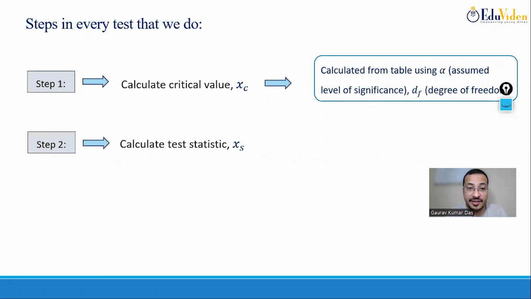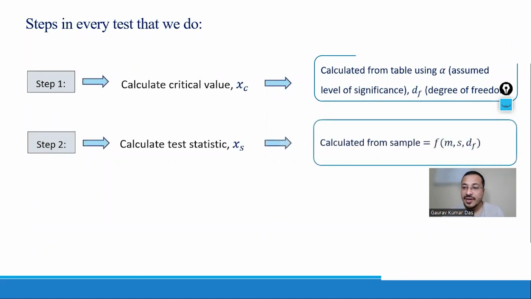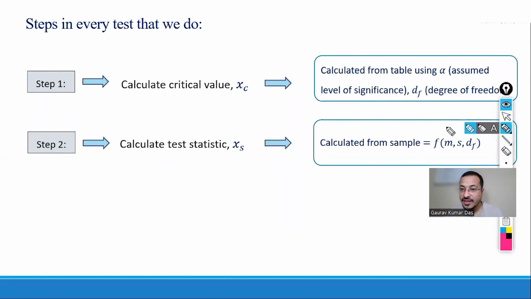So now where do we calculate these test statistics from? It is calculated from the sample data. From the sample data, we'll already have the sample mean, the sample standard deviation, and the degree of freedom as well, right? They can be easily calculated from the sample data. And I've written a function because it's a formula of these parameters, and this formula will keep on changing with respect to different hypothesis tests. Okay, I've written sample mean as small m, guys. You can also write this x bar, no problem.